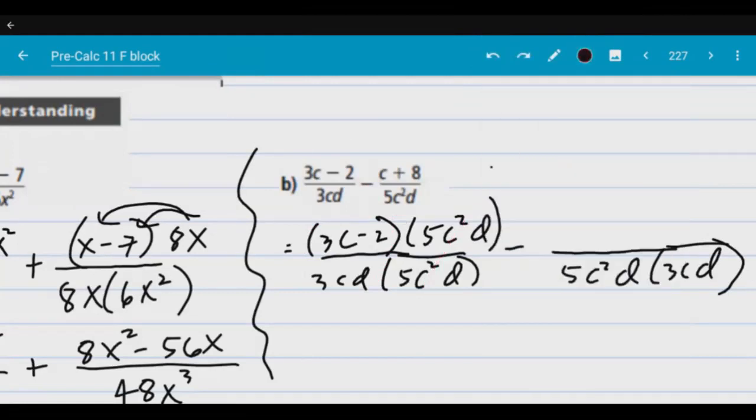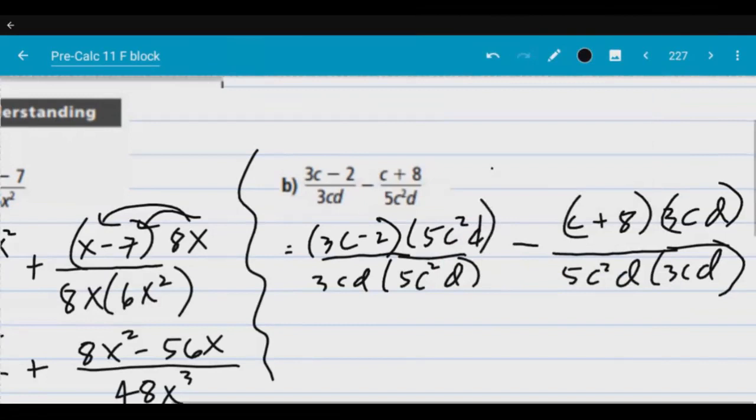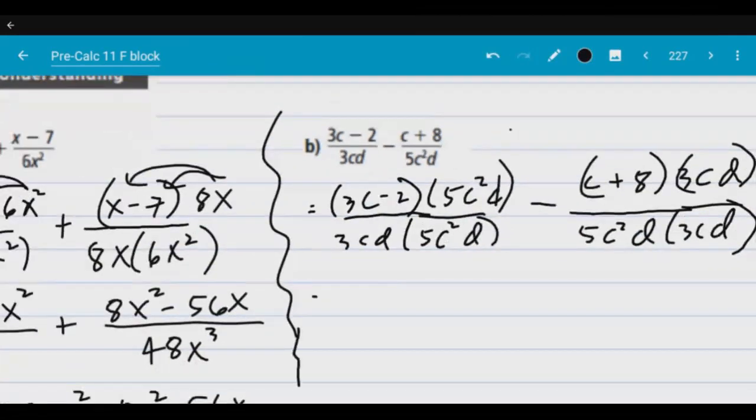So the second one, c plus 8, c plus 8, times 3cd. Okay. Now let's clarify this negative here. Minus. Okay. So let's simplify. Do the distributive property here.